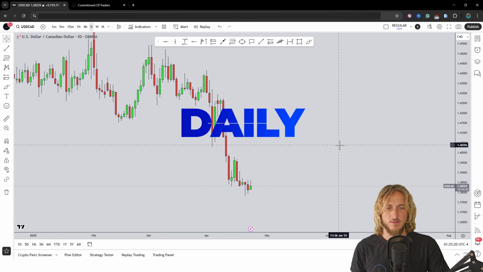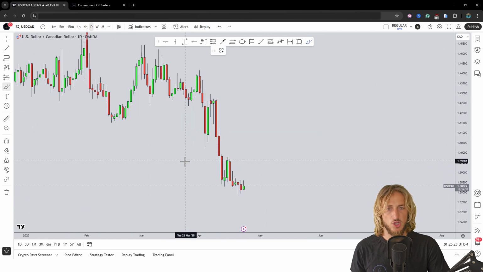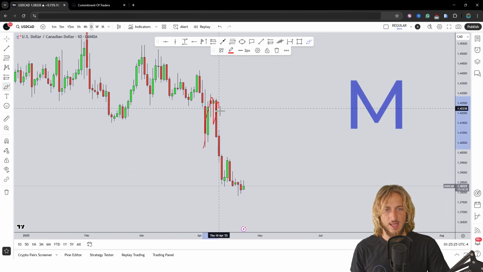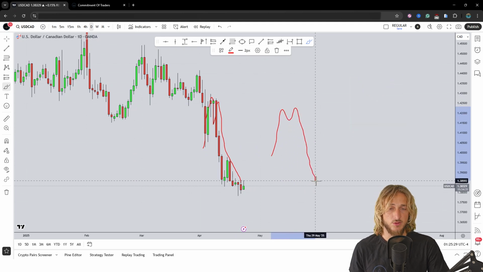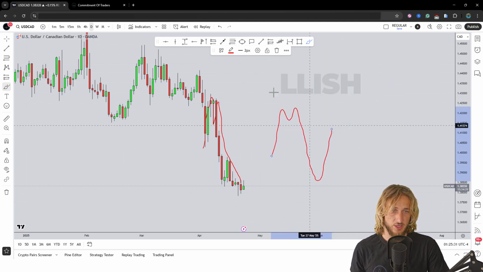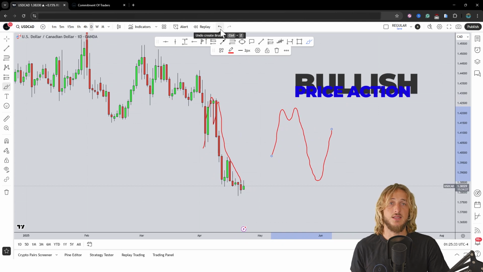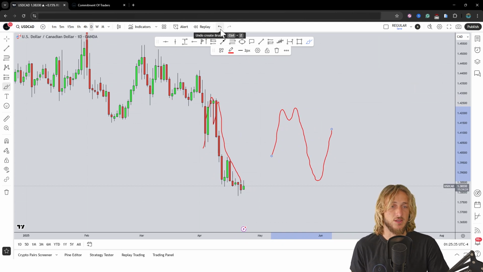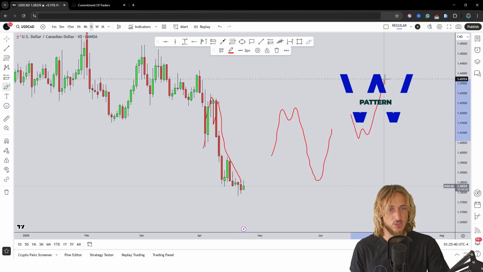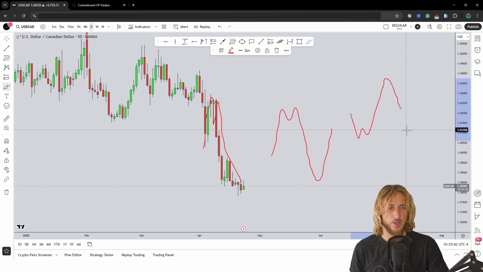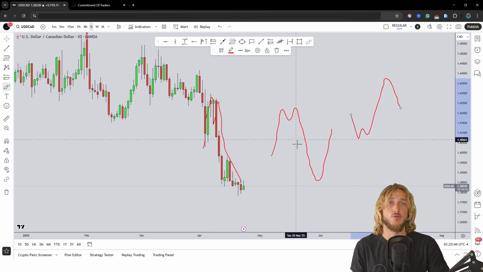From a daily perspective, this is where things get quite interesting. We can notice an overextended M pattern, and what we know is that after an overextended M pattern, there is an increased probability of seeing a reversal, which is basically the inverted thing of having an overextended W formation. In the case of an overextended W formation, you expect a correction to the downside. In the case of an overextended M pattern, you expect a correction to the upside.